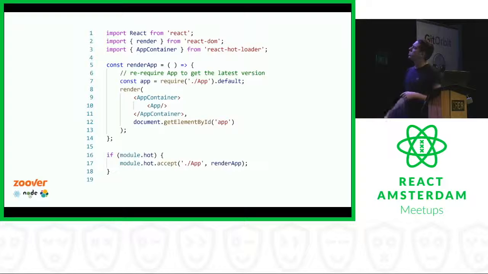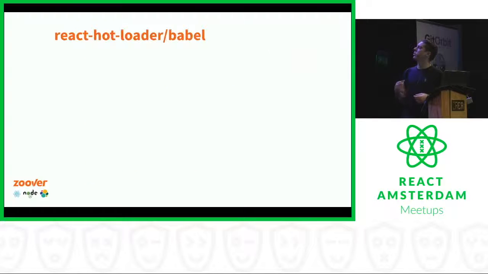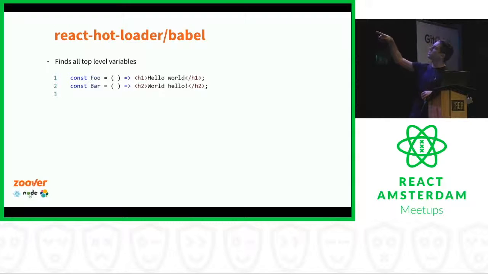And the last thing that we need to do is, we need to accept the hot update for the app component, and then re-render the application when an update comes in. And another part of React Hot Loader is the Babel plugin that they provide. The goal of the Babel plugin from React Hot Loader is to basically find every component that it can find inside of your code base. So the way that it does it is it traverses your modules, it finds all the top level variables. So for instance, here we declare the foo and the bar component.